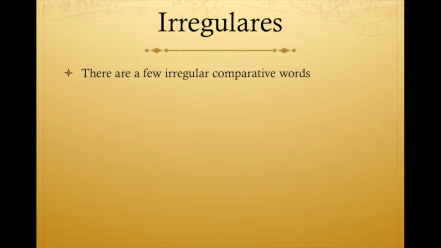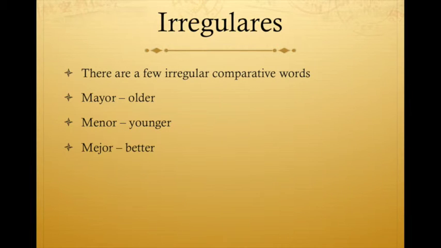However, there are irregulars in the comparatives. Mayor means older. Menor means younger. Mejor means better. And peor means worse. So instead of saying more old, más viejo, we need to say mayor. And at that point, we can start to remove the word más. Instead of saying más joven, or more young, we'd say menor.